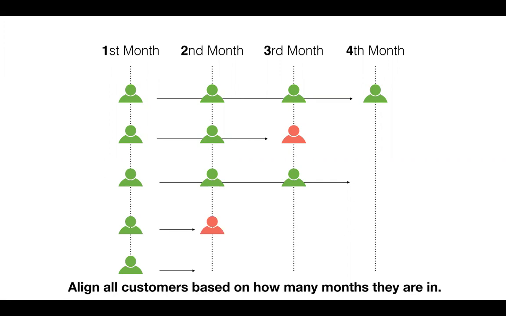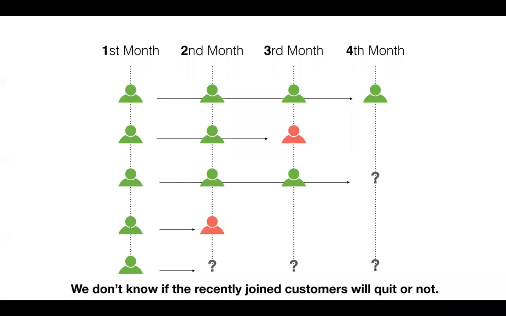But here's a problem. The third person and the fourth person signed up relatively recently, right? So we don't know whether the third person will survive to the fourth month, or whether the last person will survive to the second month. We don't know yet, because those are future periods for these customers. The second from the last, though, we know, because this person canceled in the second month. So we don't care about the third or fourth month for this person, because this person already canceled.